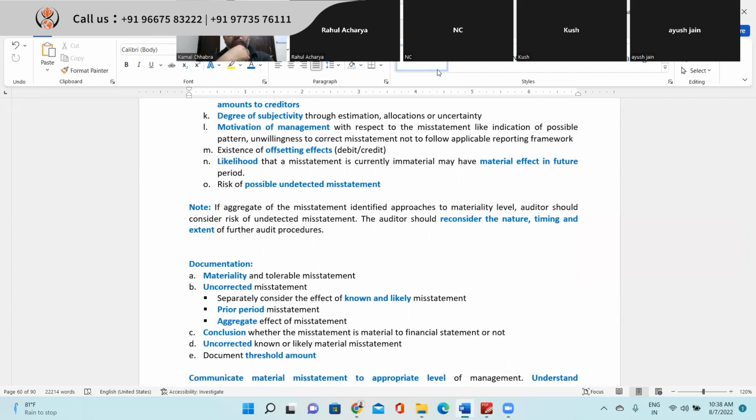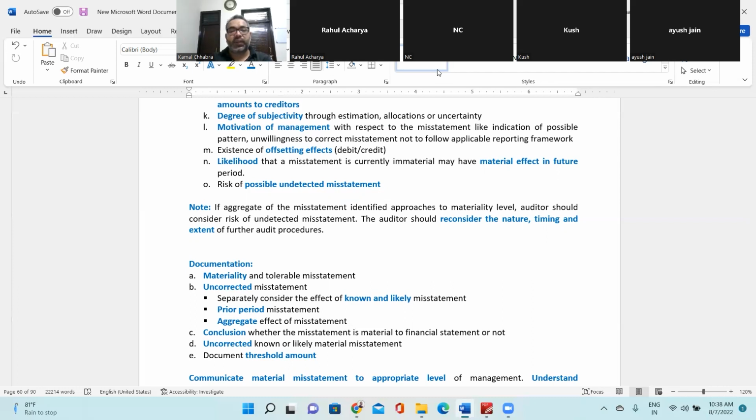Next is motivation of management with respect to misstatement, like indication of possible pattern, unwillingness to correct misstatement, not following the applicable financial reporting framework, or existence of any offsetting effect. So there might be a misstatement you have noticed, but it has been offset by another debit balance or credit balance and may not be reflected appropriately in the financial statement. For example, for property, plant and equipment, there is some machinery lying on the dockyard and the company is not using it. Ideally that machinery needs to go for impairment testing and the value needs to be reduced, right? But they have not reduced the value of that.